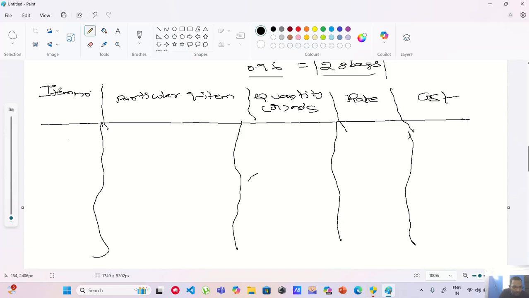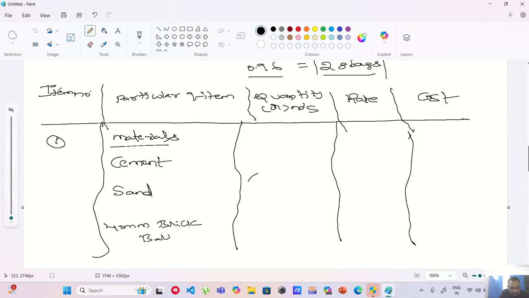Now first I am going to calculate the material cost. What are the materials? One is cement, the second is sand, and the third is 40 mm brick ballast. What is the quantity of the cement? We already converted it, that is 0.96 cubic meter, already converted into bags. How many bags? 28 bags.